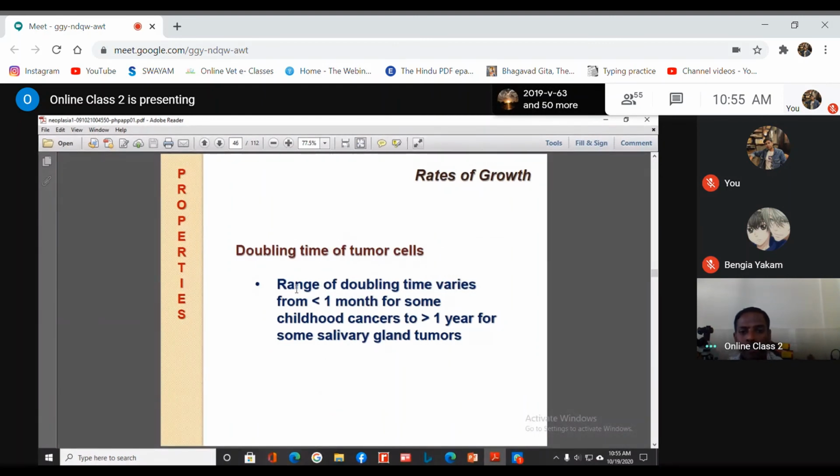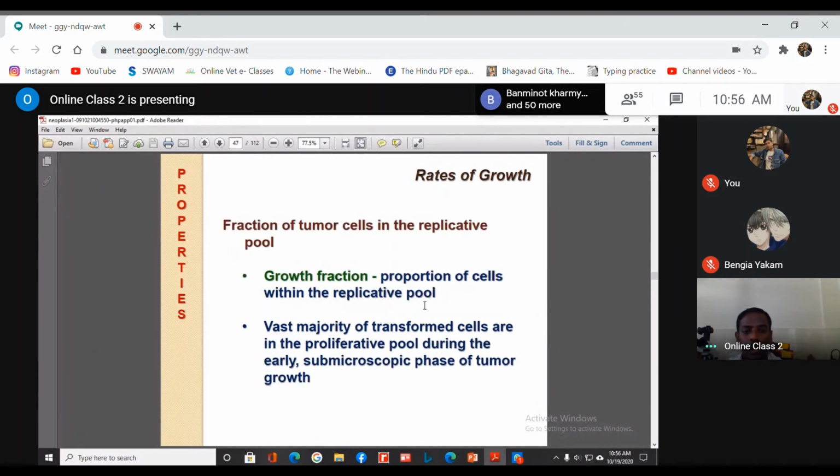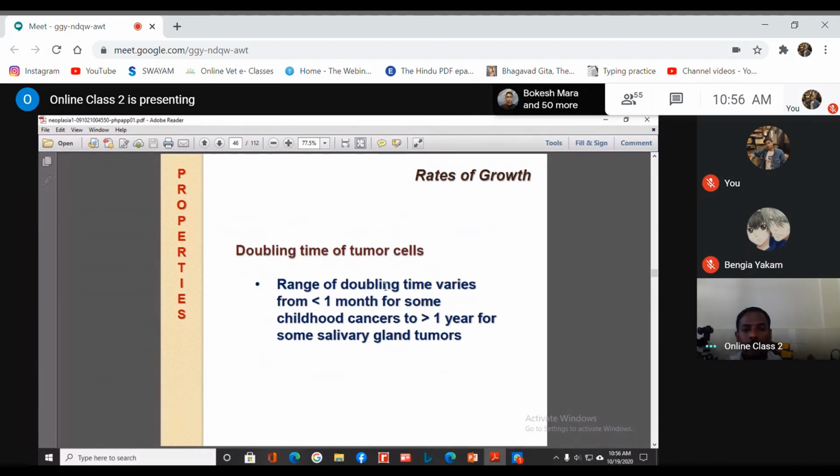But this doubling time varies with the different types of cells. For instance, in some childhood cancers, it is less than 1 month. And in some cases, like some salivary gland tumors, it is more than 1 year. So it may vary from just 1 month to 1 year. The doubling time.